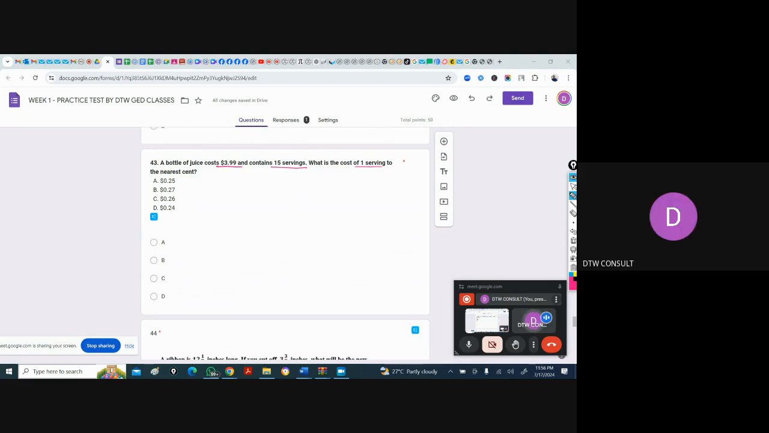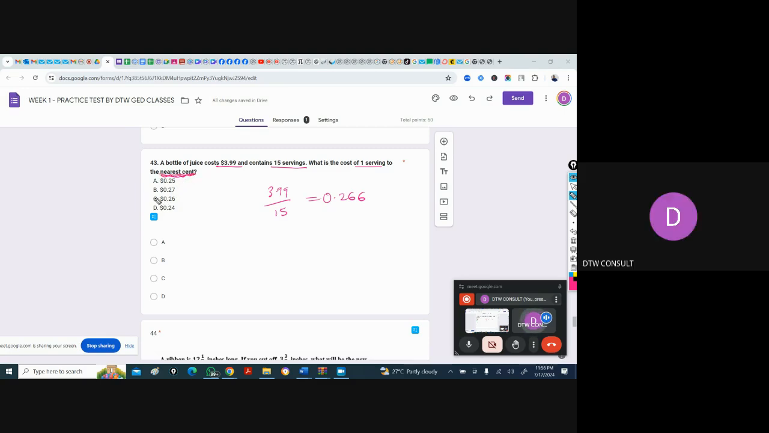Who did this? Ali, what do you do? I divide. Okay. When you divide, what do you get? You have 3.99 divided by 15. It gives you 26.266. But it now says, you don't stop here. It says to the nearest cent. Look at this. You have to approximate.